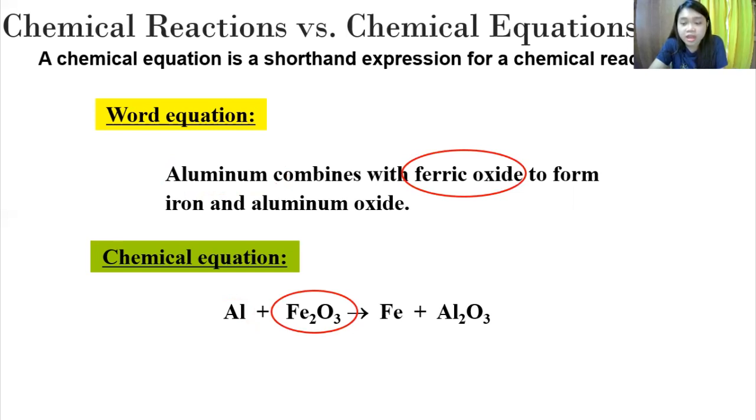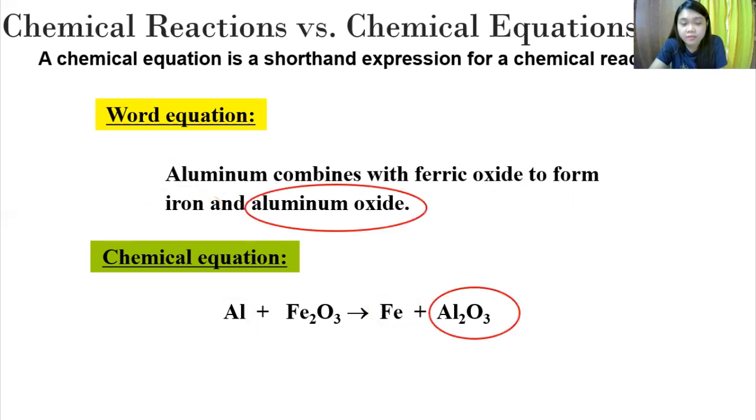And then after it reacts, it forms iron. Iron is Fe in the periodic table. And then aluminum oxide as well. So we have already converted our word equation into a chemical equation. It is really necessary because we will be using this in our calculations.